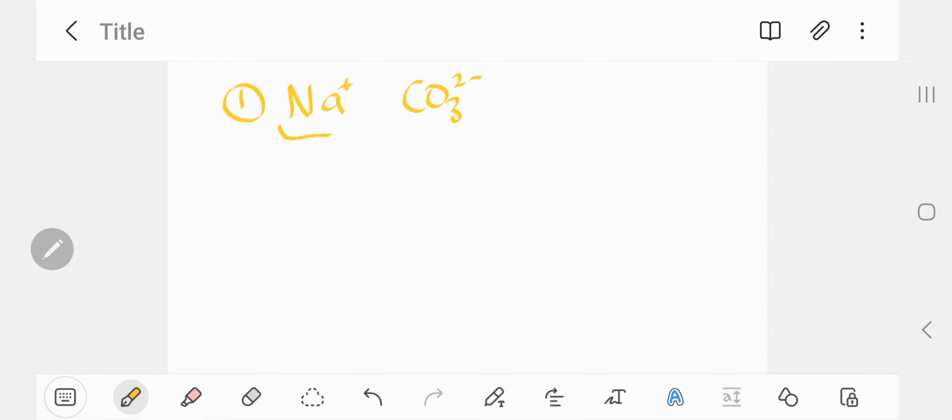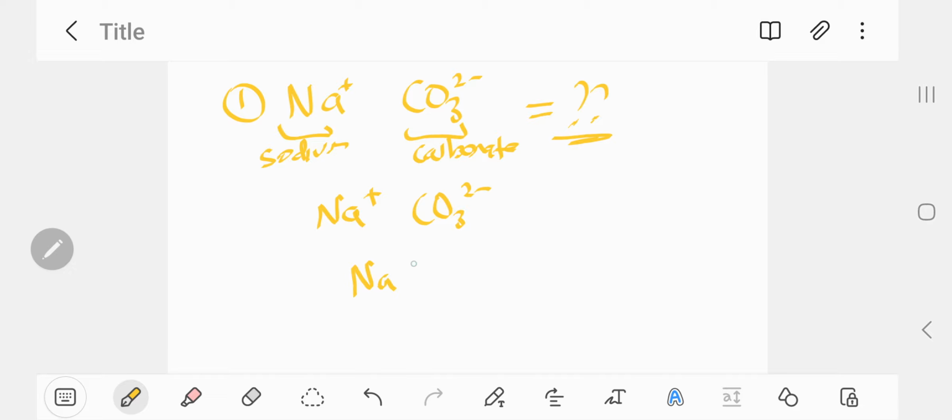Okay, this is sodium, that's the carbonate polyatomic ion. Okay, carbonate. How do we make this into an ionic compound? Ionic because it's got a metal, and it's got non-metals here, carbon and oxygen. Criss-cross method. So Na plus, CO3 2 minus.